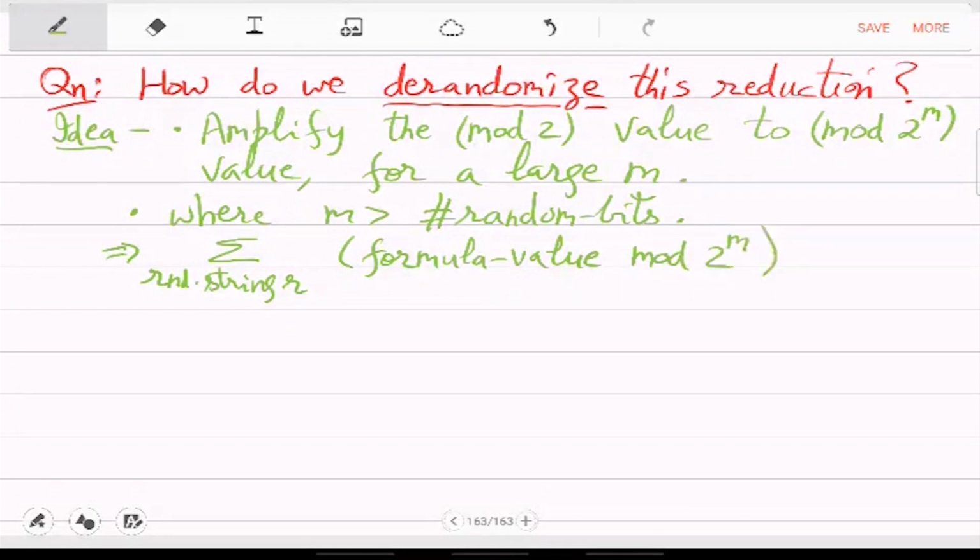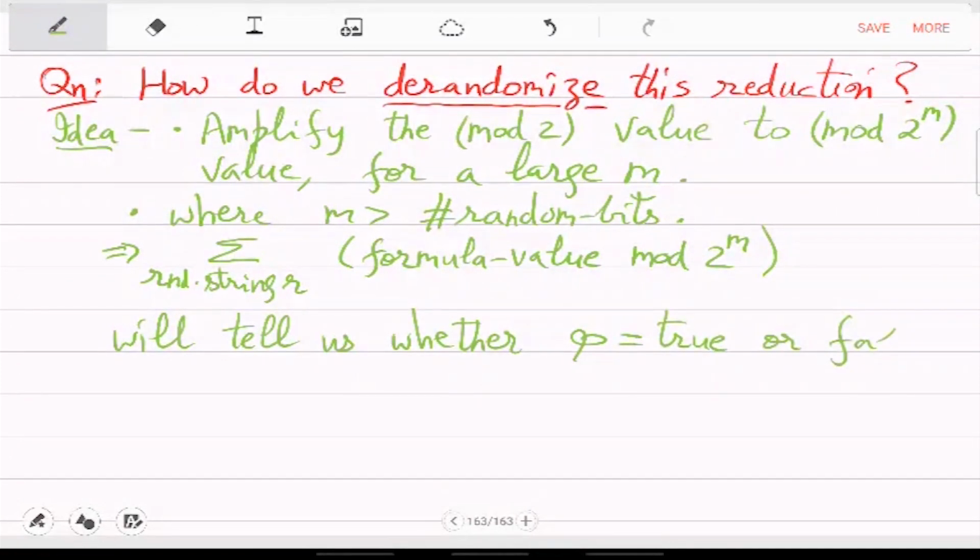So the sum over all the formulas that you are getting, mod 2 raised to m, if we look at this sum, then this will tell us whether phi is true or phi is false. Okay, that's the rough idea: amplify this mod 2 value to a higher modulus and then take the sum over all the random strings R that the reduction is using.